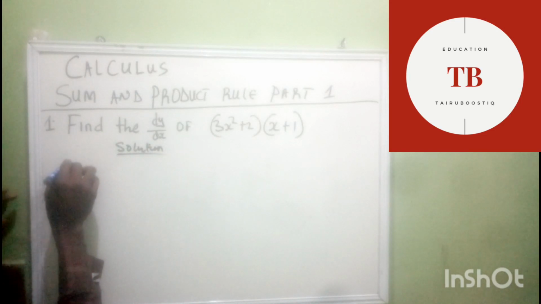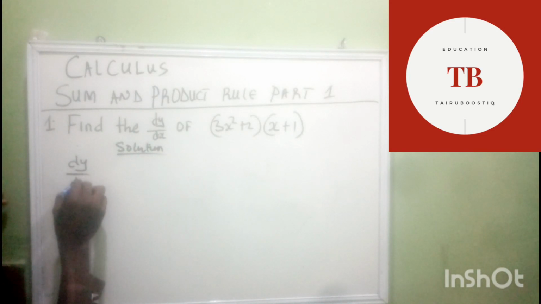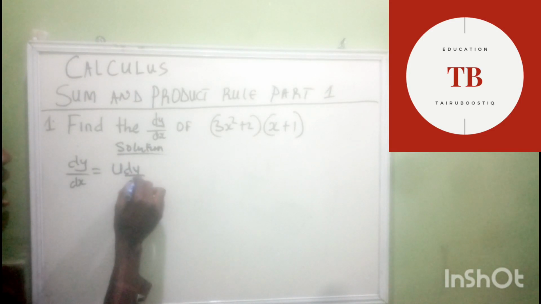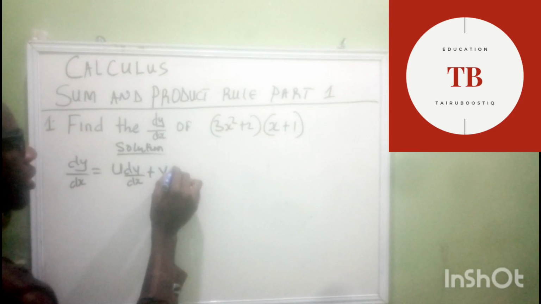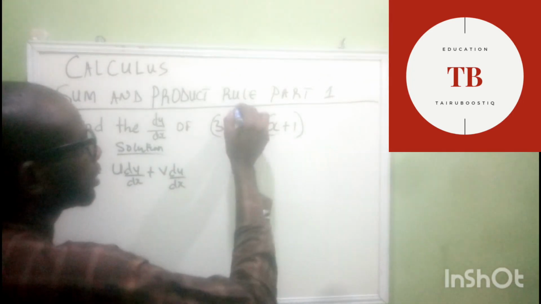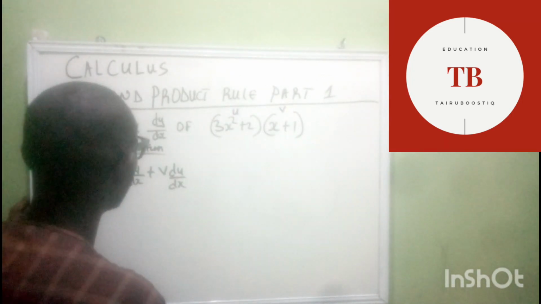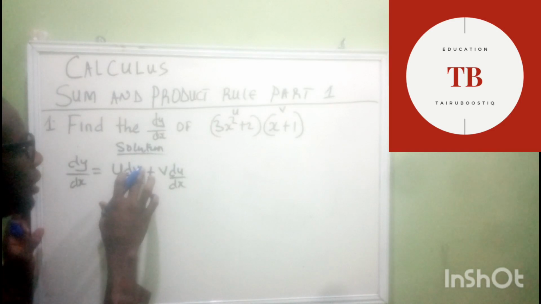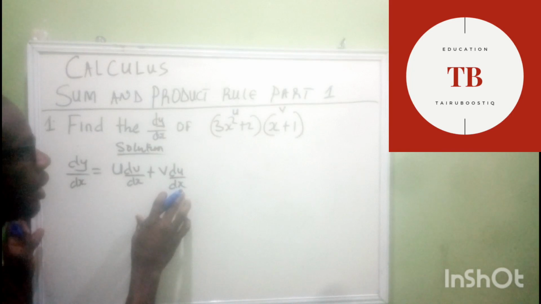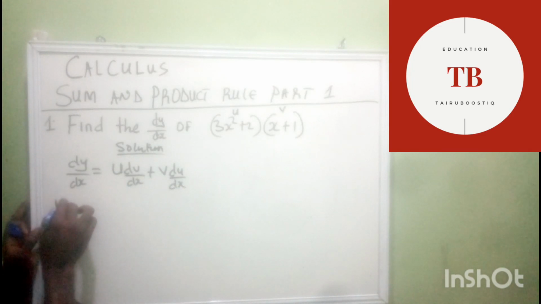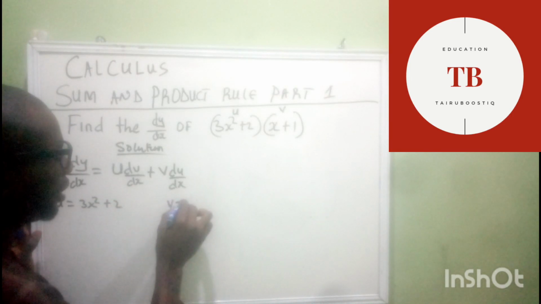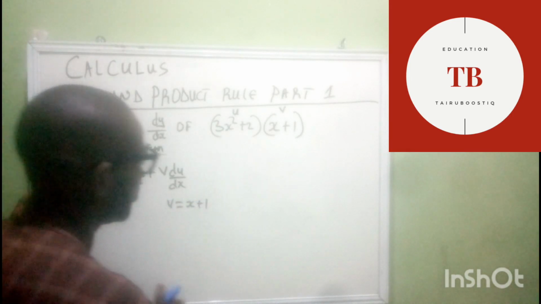We say the product rule is dy/dx equals u dv/dx plus v du/dx. So from the equation given to us, this is our u and this is our v. So we need to find dv/dx, and we need to find du/dx. From here we have our u equals 3x squared plus 2, and we have our v equals x plus 1. We do it like this.